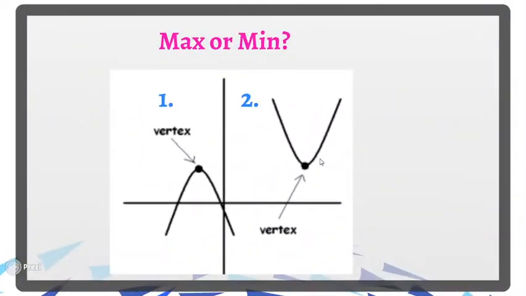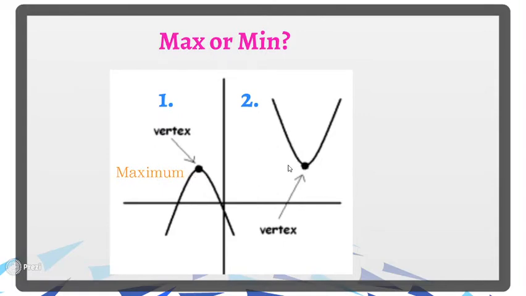Okay, so when we're talking about the vertex, sometimes a parabola will have a vertex that's the maximum, and sometimes a parabola will have a vertex that is a minimum. A maximum on a parabola is the absolute highest point on that entire graph. The graph will not go any higher than a maximum point. So this right here is a maximum. It's kind of like if you're on a roller coaster, the top of the roller coaster before you fall to your death. That is the maximum point.